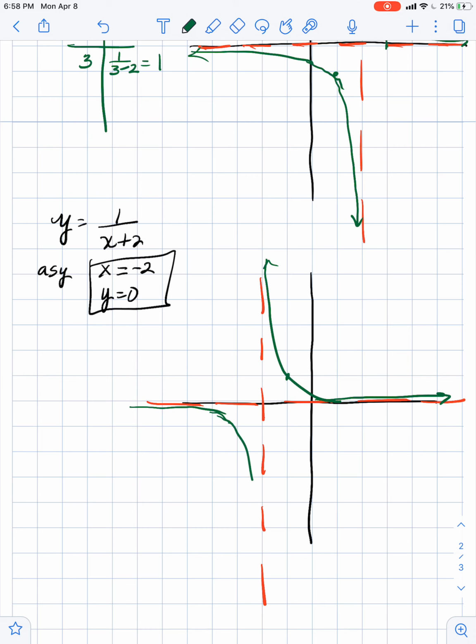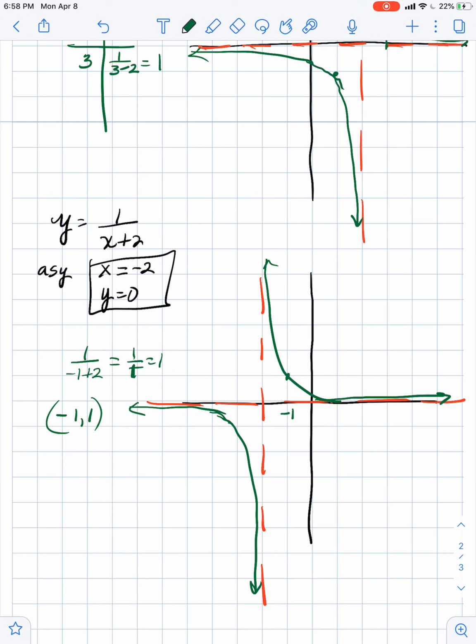Whoops. Again, it's going to go through that point. And again, you could put that in because now we're looking at negative 1. So 1 over a negative 1 plus 2 would be 1 over 1, which is 1. So it would be at a negative 1, 1. Okay? That's all you've got to do, guys.